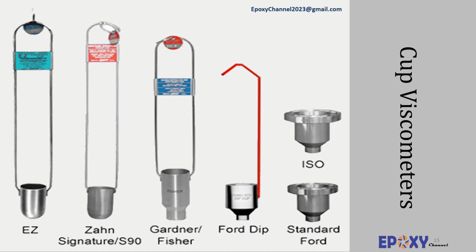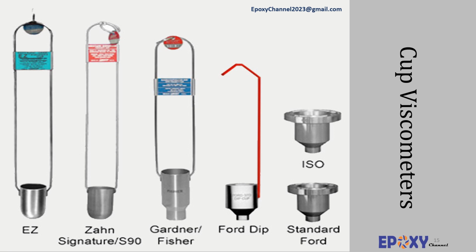Different cups are available and the most important ones are depicted here. ISO cups and Ford cups are the most common ones. We also have Zahn cups, Gardner-Fisher cups, and Easy cups. If the viscosity is measured based on these cups, often it is reported with the corresponding name. Therefore, we may see Gardner viscosity, Ford viscosity, etc. in the TDS document, simply meaning that the viscosity has been measured based on that specific method.